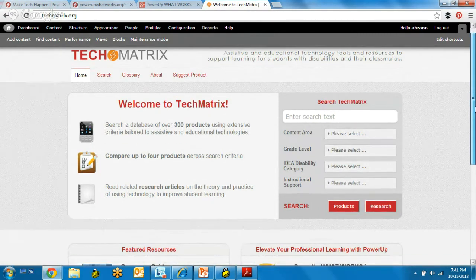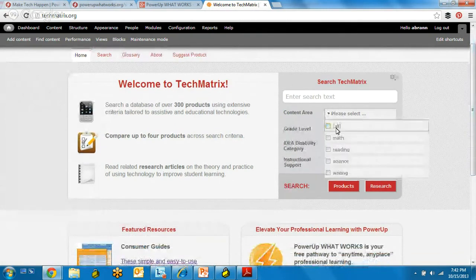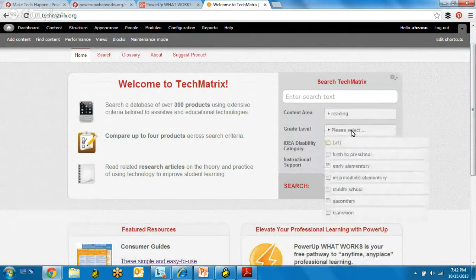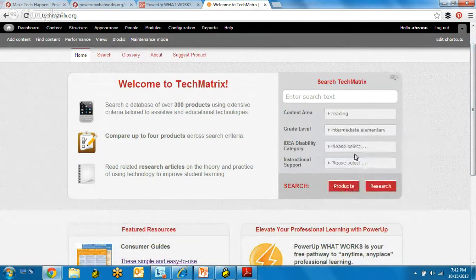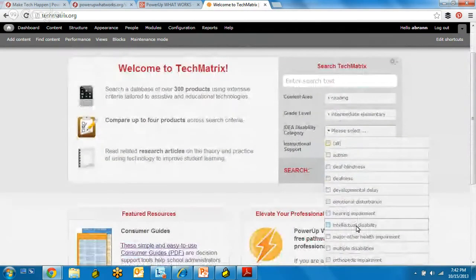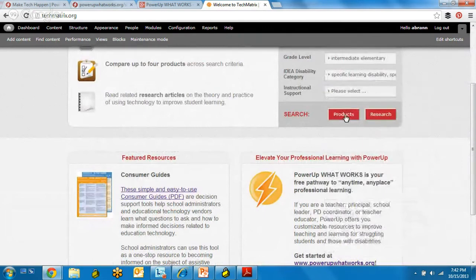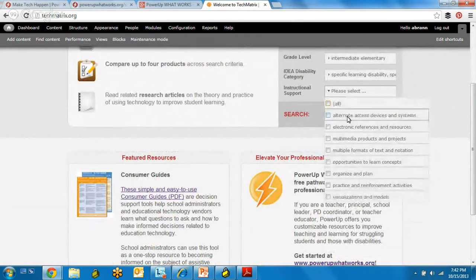What we've tried to do is build in a way for you to not only see consumer guides, but to find what you're looking for. I see Elise is looking for reading. She's looking for intermediate grades. She's looking for children who have, what do you want, Elise? Intellectual disability, okay, and she's looking for instructional supports, and she's looking for products, okay?